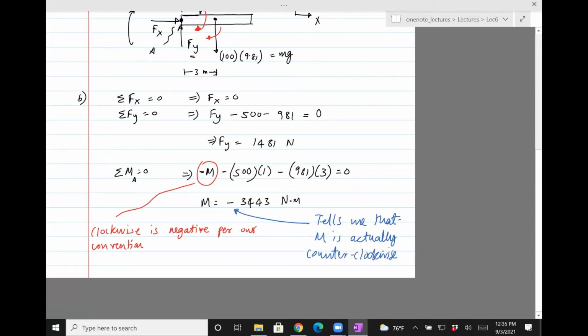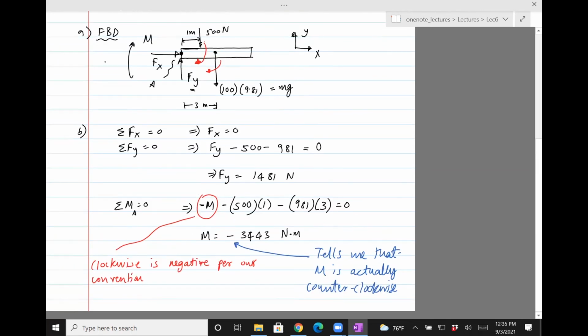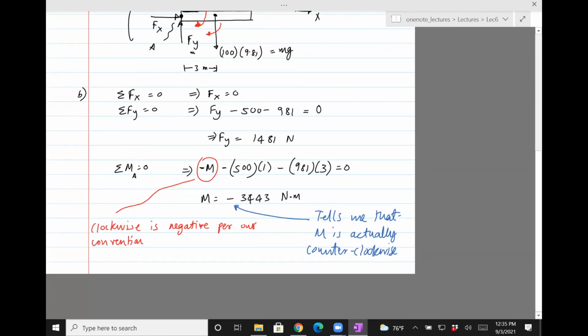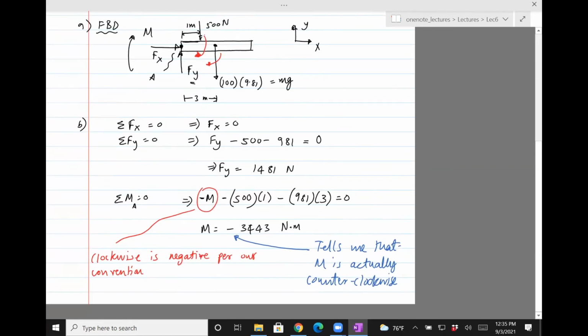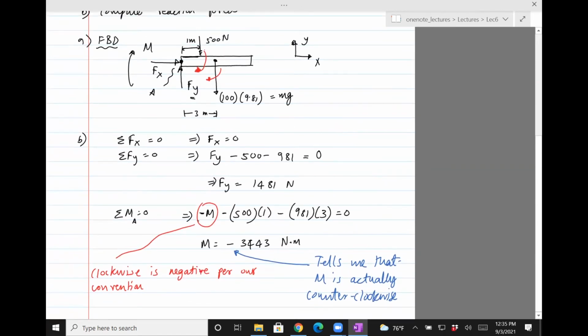So the nice thing about these formulas and the way this works is you really don't have to start assuming the right direction. The math will tell you what the right direction is. So the minus here indicates that this moment is actually in the other way from the way I assumed it. Clockwise is negative, counterclockwise is positive. So we have M, this is right. And then it comes out to be negative.